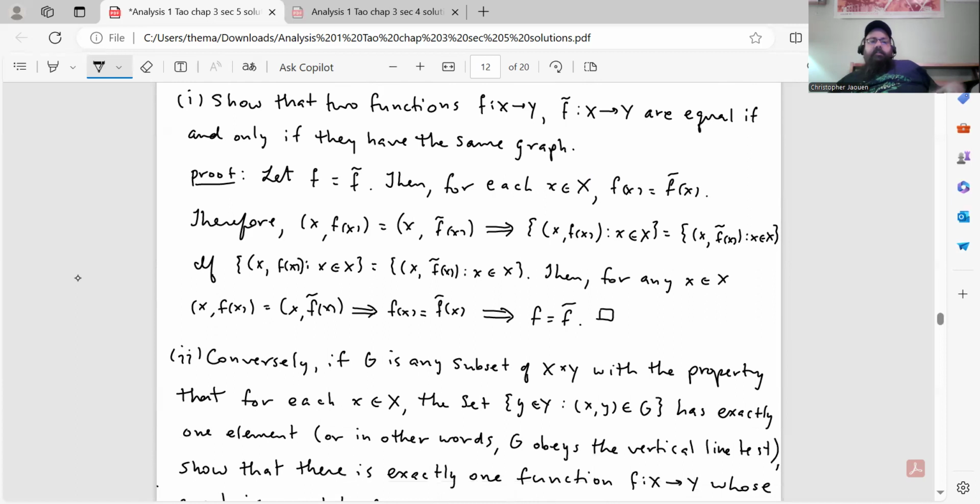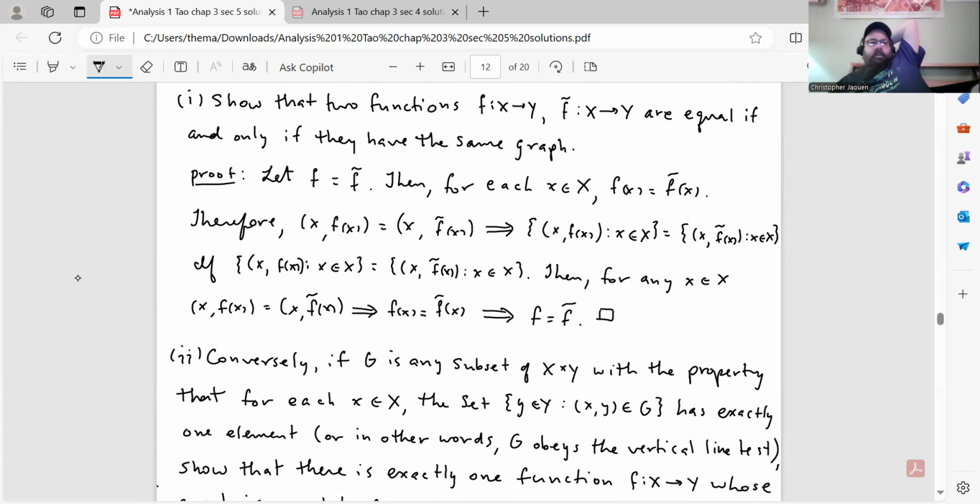So here, let's do it both ways, because it's if and only if. Let f equal the function f̃. Then by definition, the domains and codomains are the same, and also f(x) equals f̃(x) for each x in X.